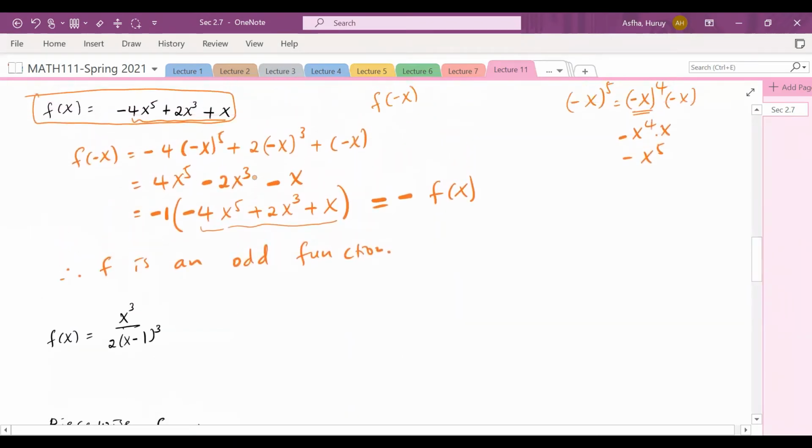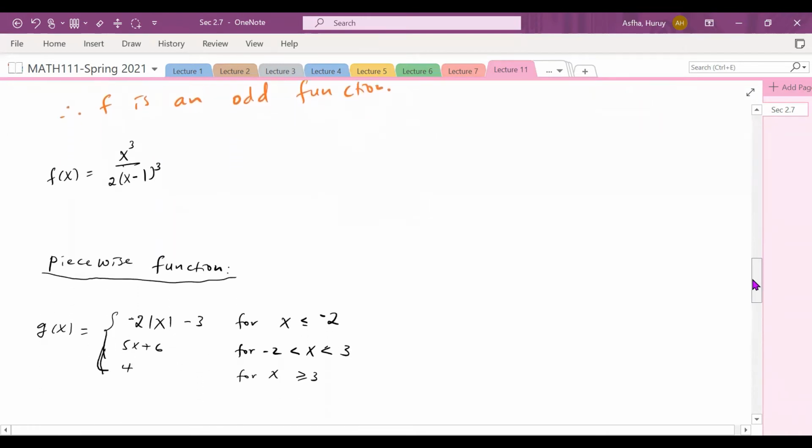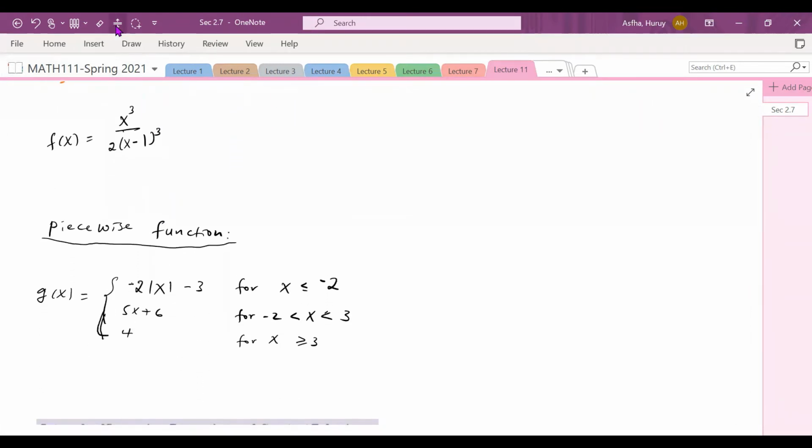Well, since it's an odd function, it cannot be an even function, right? So it's either an even or odd function, or neither of them.